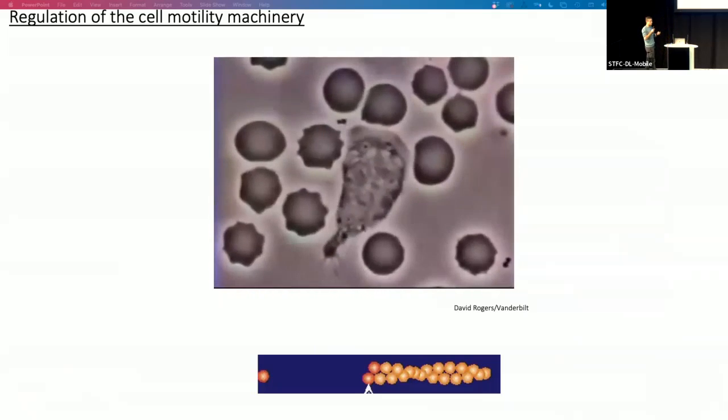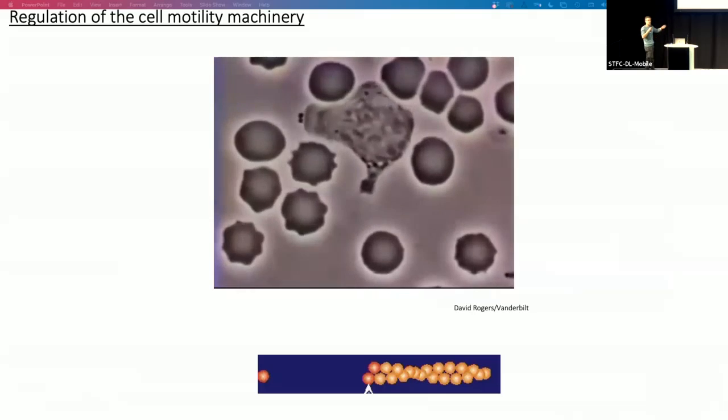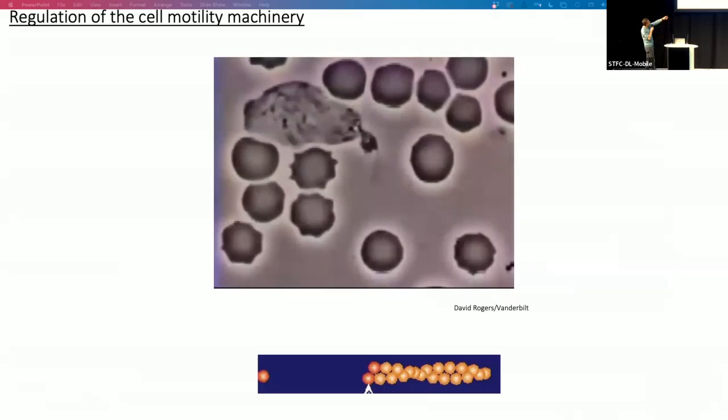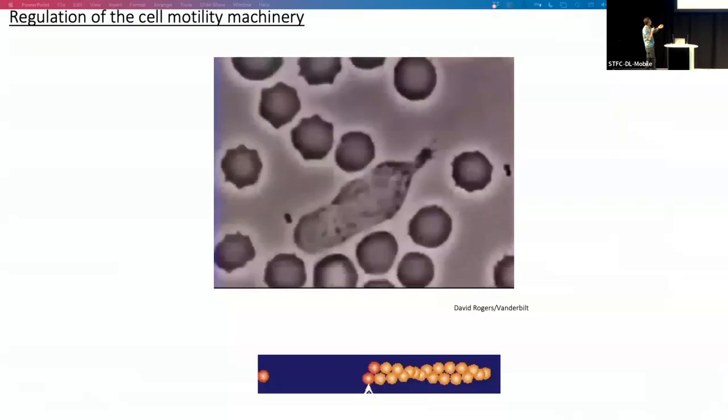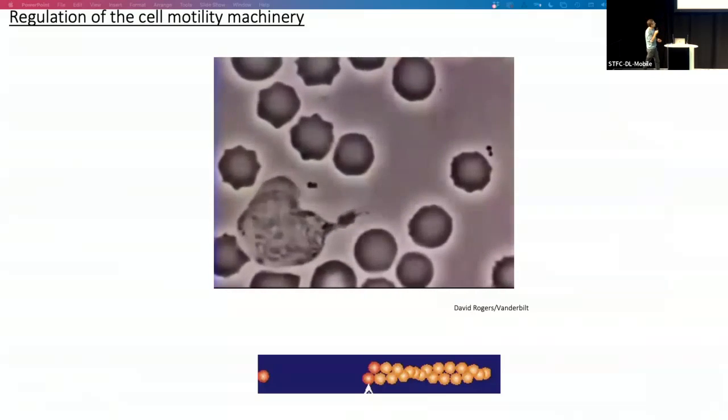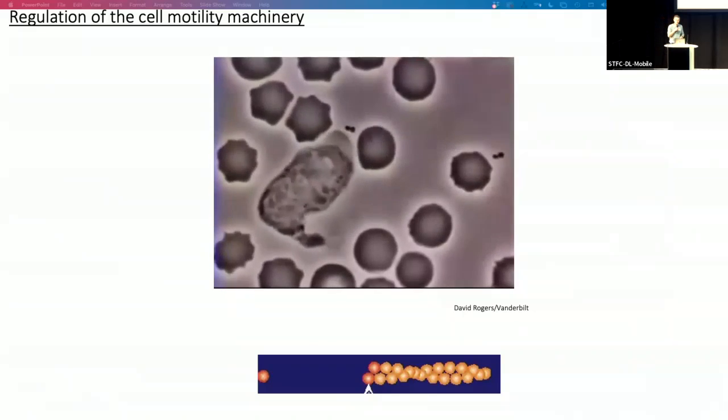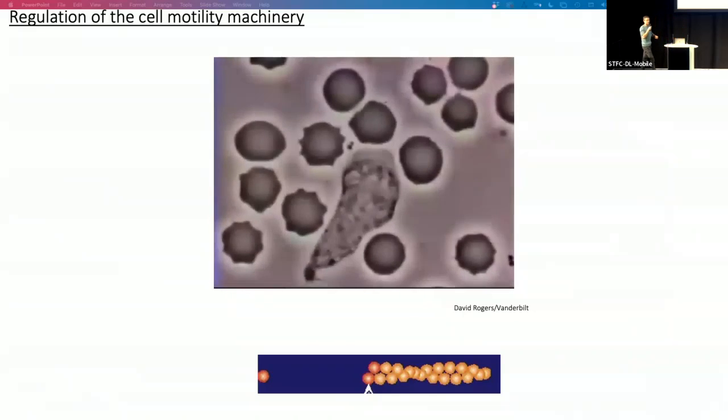And this needs to be, of course, tightly regulated. Otherwise, the cell would be pushing in all different directions, and then it could eventually engulf this poor pathogen that was trying to flee. But resistance in this case was, of course, futile. So yes, I'm a sci-fi fan as well.